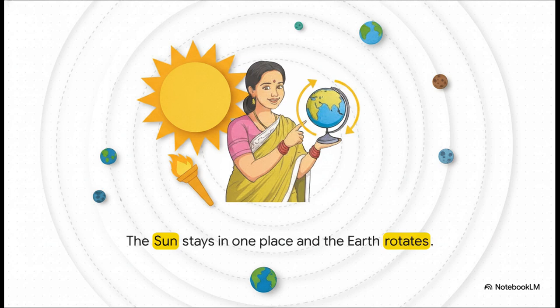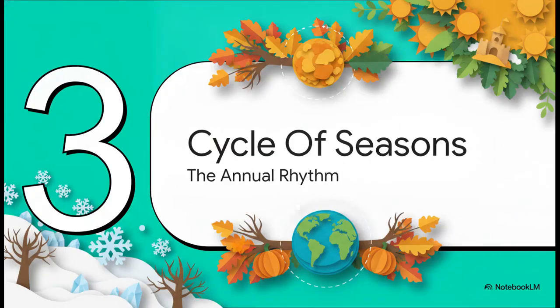Just like the torch in the experiment, the sun stays in one place. It's actually the Earth that is doing the rotating. This effectively shifts the learner's perspective from a narrow, Earth-centric view to a much broader solar system view. Which brings us to section 3, the cycle of seasons, the annual rhythm.